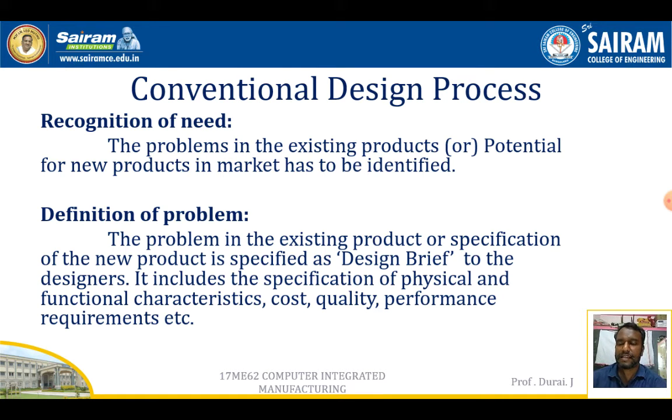Then comes the second step, the definition of the problem. It involves the specification of the item to be designed, and this includes the physical and functional characteristics, cost, as well as quality and operating performance. So the problem in the existing product or the specification of the new product is given as a design brief to the designers. It includes the specification, physical model, and functional characteristics like cost, quality, performance, and requirements, etc.